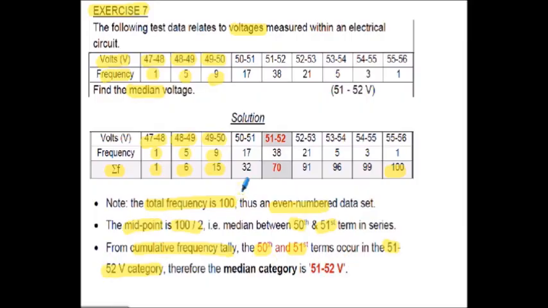Again, going back to our categories, it's saying up to 32 items occur up to the 50 to 51 volt range, but up to the 51 to 52 volt range 70 items occur there, so we can clearly see our 50th and our 51st term are in that category. So the median category is simply specified as 51 to 52 volts.